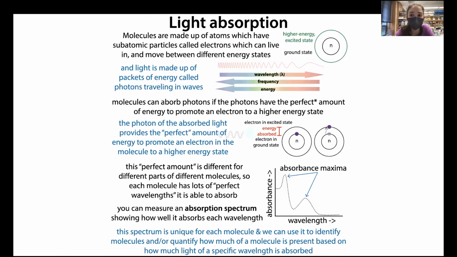So these electrons are trying to pull away, but they can only exist at specific, distinct energy levels. And the difference between these levels is going to be different for different molecules. So they're going to want different wavelengths. And as well, different parts of the same molecule will absorb different wavelengths.